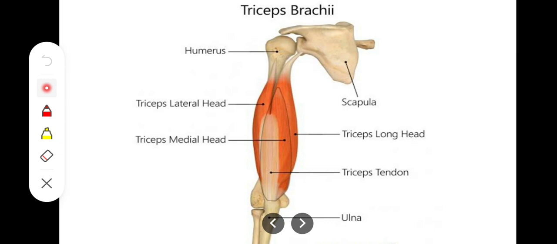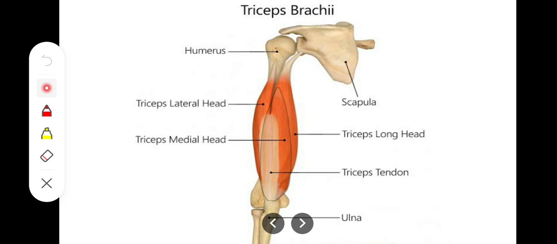So coracobrachialis shoulder joint पे flexion करा रहा है, brachialis elbow joint पे flexion करा रहा है, और biceps almost दोनों जगह पे करा रहा होता है. And it's a very good supinator, it's a powerful supinator, and ज़्यादा हमें लगता है कि flexion कराता है, but basically ज़्यादा supination करा रहा होता है at the elbow joint, right? Flexor at the elbow joint, and so the short head है वो flexor होता है arm का.